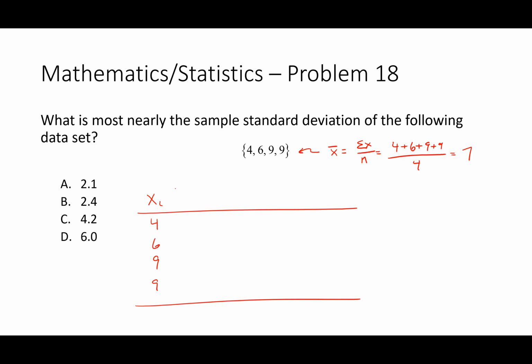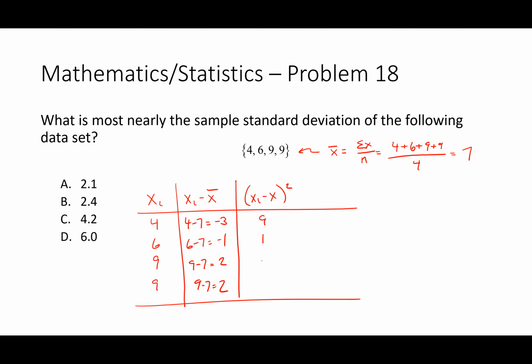Then what I do is I say, okay, give me the distance from the mean. So what I mean by that is 4 minus 7, 6 minus 7, 9 minus 7, 9 minus 7. So the distance from the mean. Then what I'm going to do is square that. So 9, 1, 4, and 4. I'm sure you probably did this when you took statistics, so it's just been a while. Sum those up. You get 18.